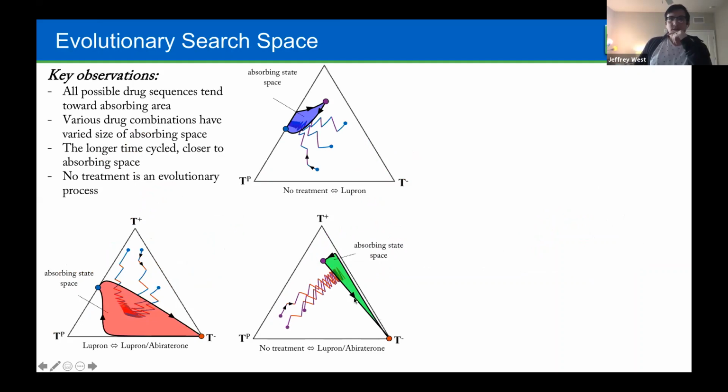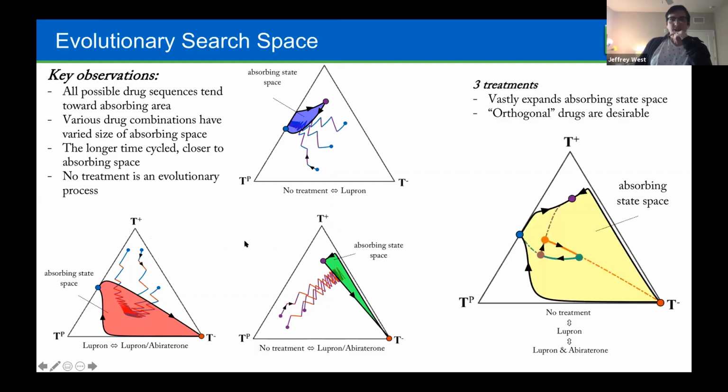Okay, so I think I'm getting short on time, so I'm going to finish up with this and just say that if we add all three treatments in combination, then we can actually expand our absorbing state space region, which makes sense. So the idea would be some sort of orthogonal drug is desirable. If you added another treatment, and that treatment obviously has the same fixed point as another treatment, then it's not going to do any good at increasing your absorbing state space, which also increases the opportunity for more evolutionary cycles.